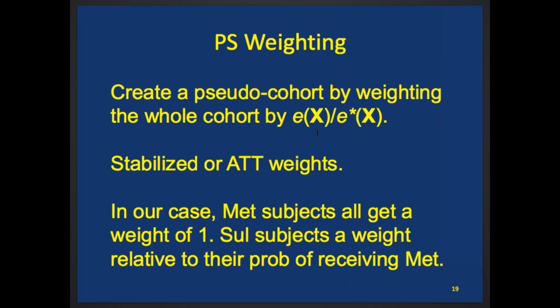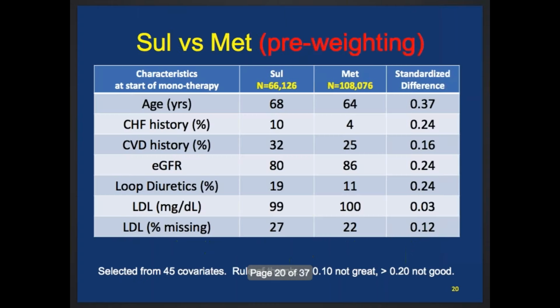Now what we do by stabilizing these weights is we put the probability of metformin in the numerator for everybody. And so for the metformin users, it's just going to be the probability of metformin divided by the probability of metformin. That's going to be 1. So what's going to happen to the covariate distribution for metformin users? Nothing. So they're going to stay exactly the same. They all got a weight of 1. But the sulfonylurea users are now going to have a weight that's proportional to the metformin probability for people with the same covariates. And consequently, it's going to shift the sulfonylurea distribution to look like that of the metformin users. And we'll get to see a concrete example in a second.